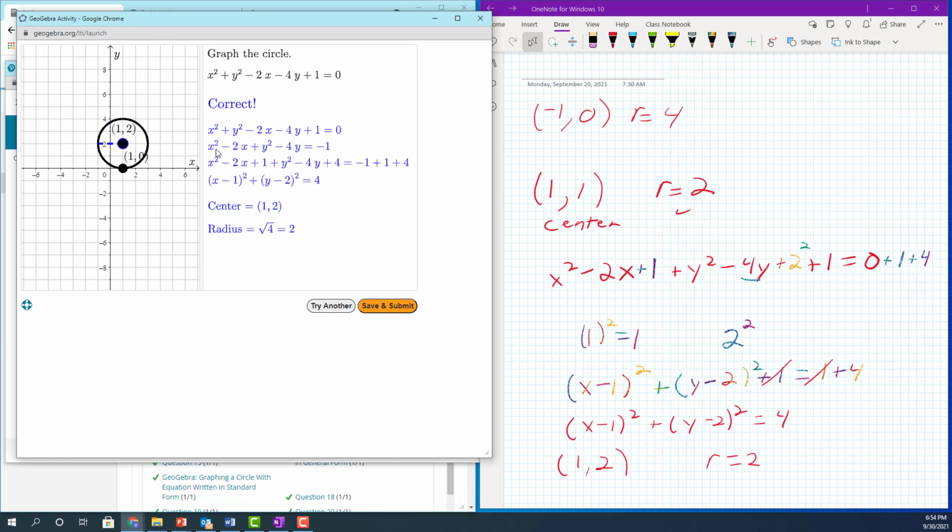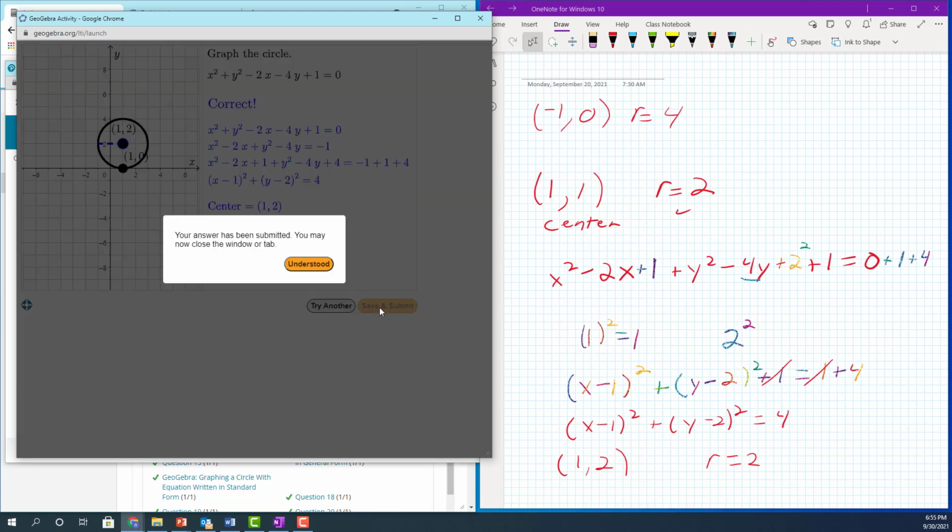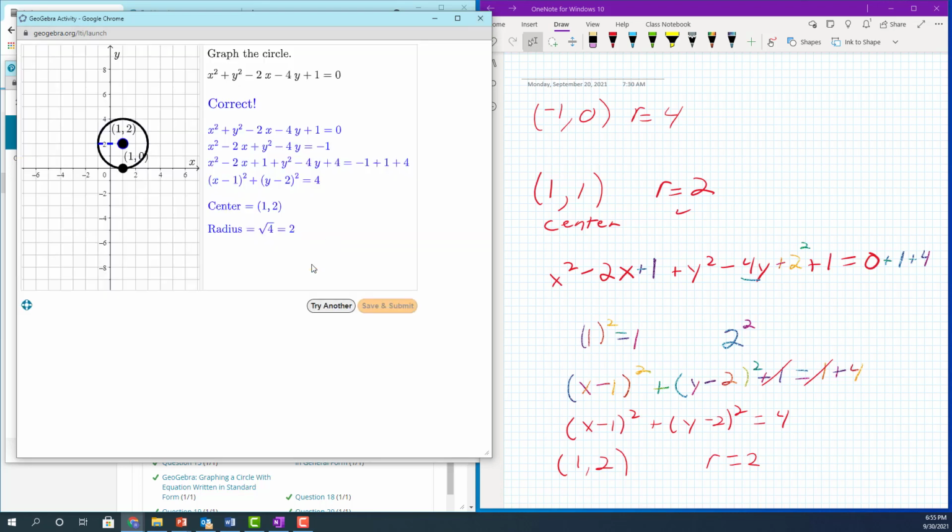And actually, they show the steps for completing the square here and also here. Just remember, 2 squared is 4. I prefer to write that as 2 squared instead of 4. That way I know I'm doing y minus 2. And we have the center and we have the radius. So there you go. Those are the 3 problems that are through GeoGebra, and I just want to make sure that you had a good feel for how they go.